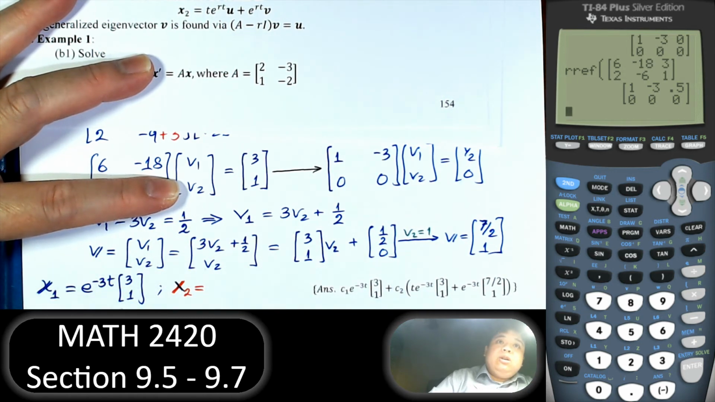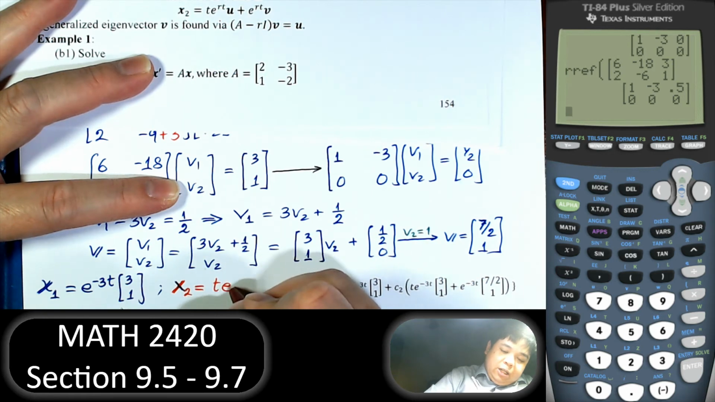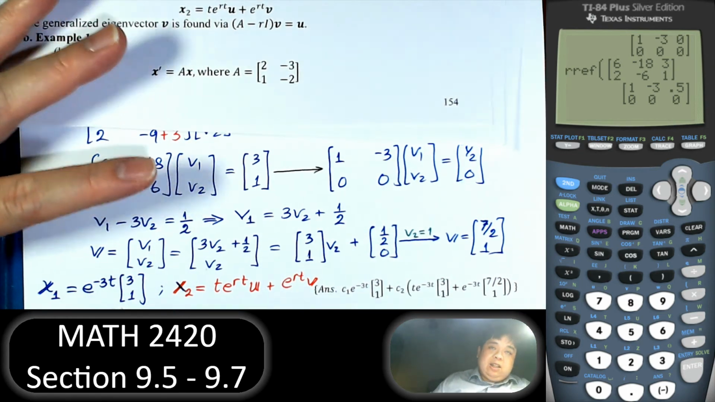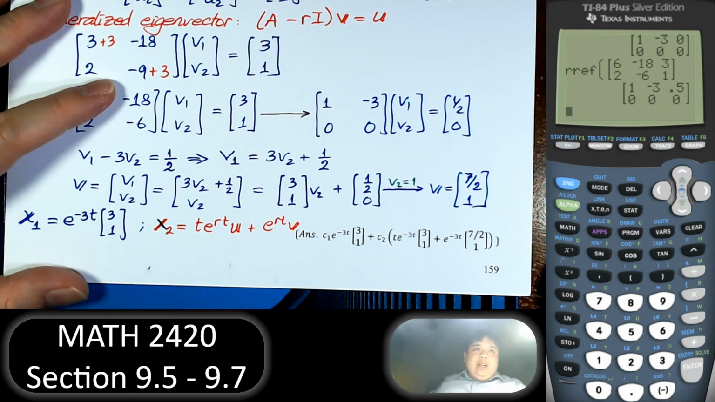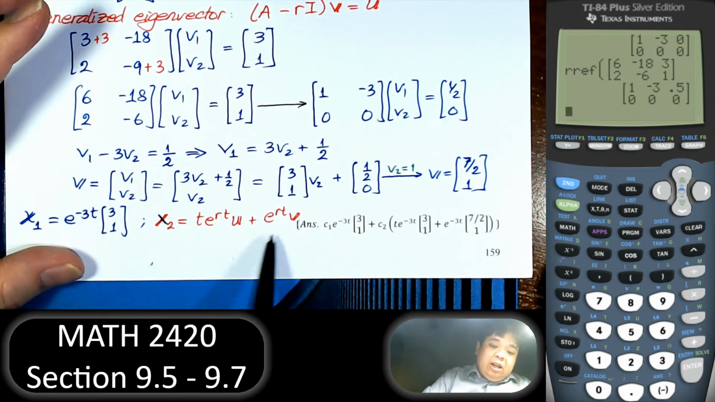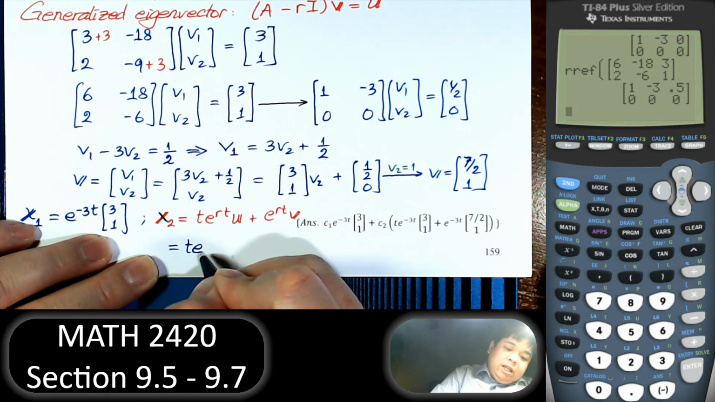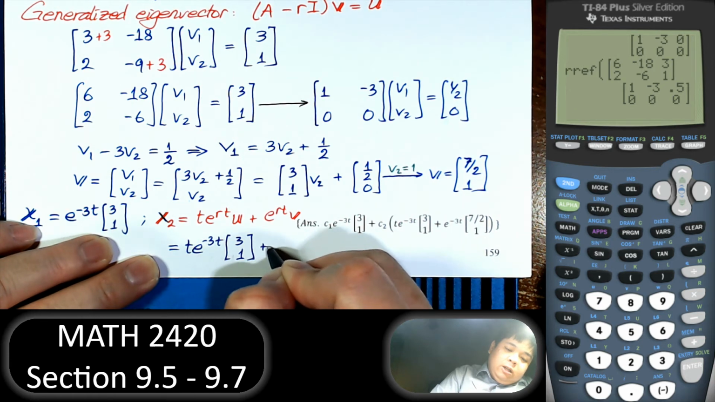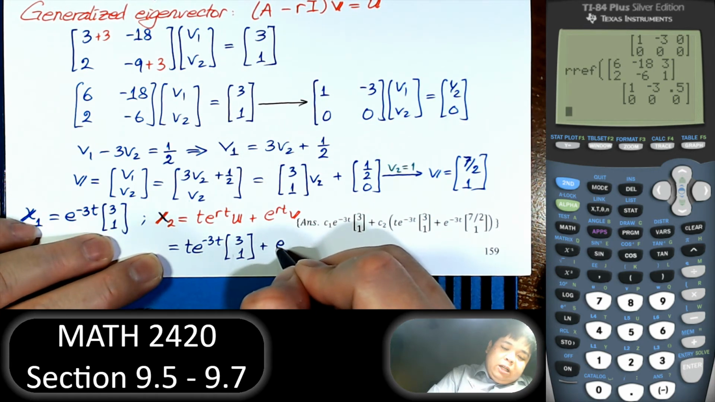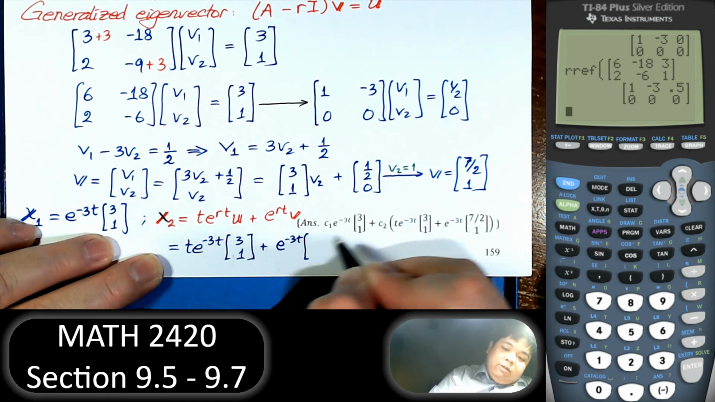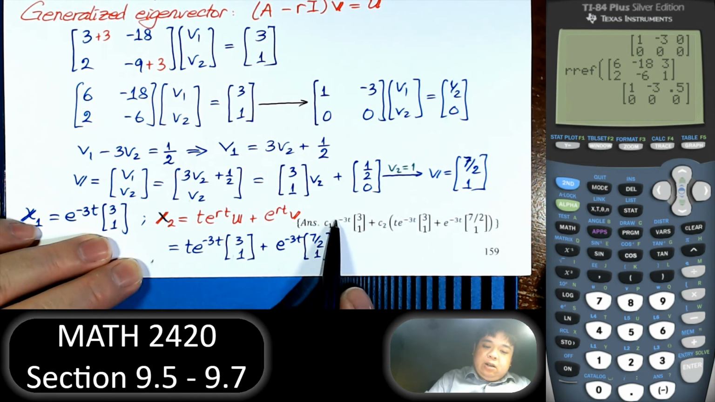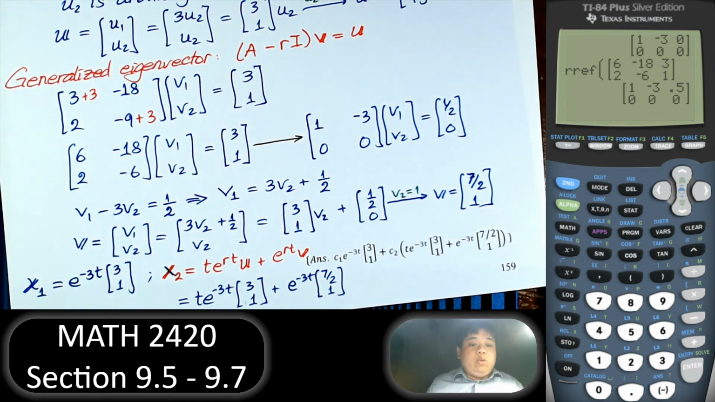x2 is equal to t e to the rt times u plus e to the rt times v. So when we have the generalized eigenvector v, we have to write the solution like this: t e to the negative 3t, vector u is 3 and 1, plus e to the negative 3t, vector v is 7/2 and 1. So x1 and x2, that is where we have the generalized eigenvector.